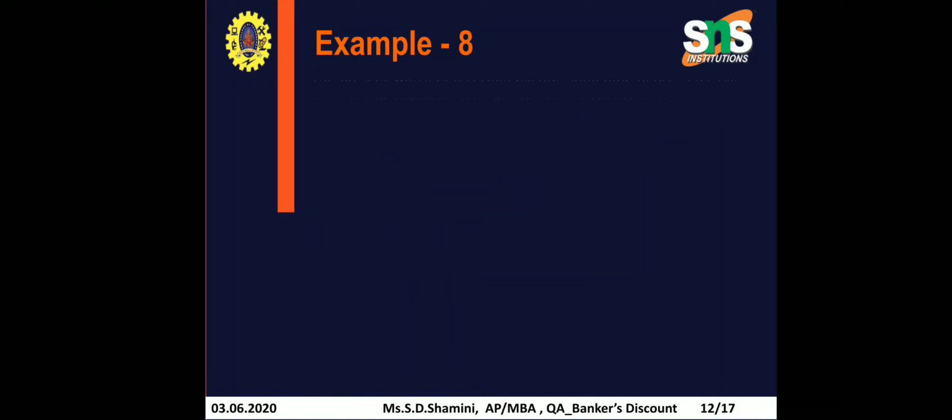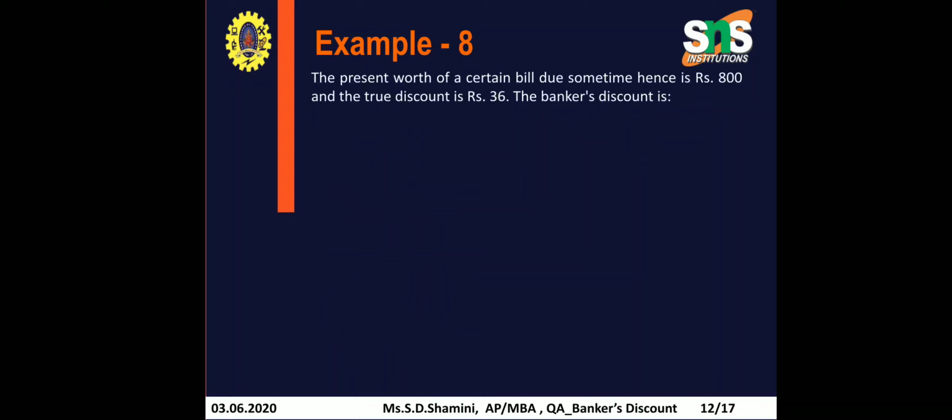And your next example: the present worth of a certain bill due some time hence is rupees 800 and the true discount is rupees 36. The banker's discount is, the options are rupees 37, rupees 37.62, rupees 34.38 and rupees 38.98. So the present worth is rupees 800 and the true discount is rupees 36.